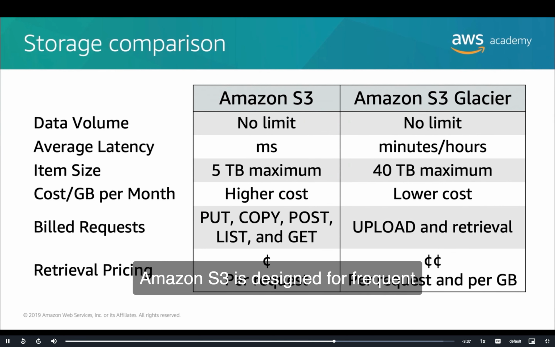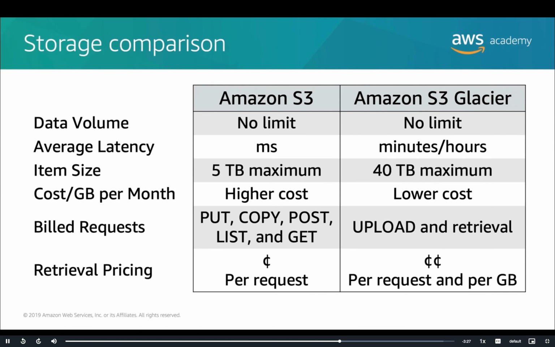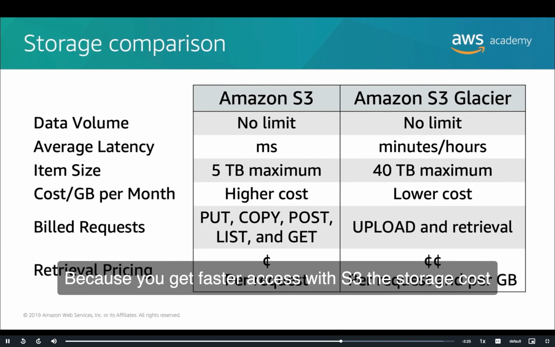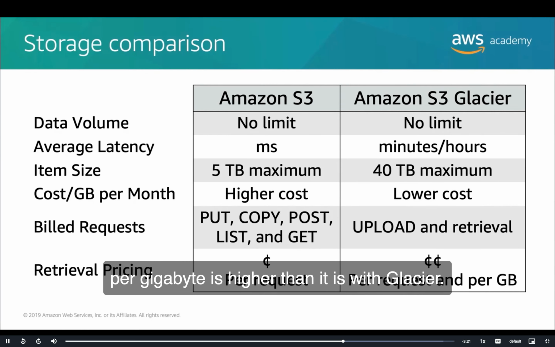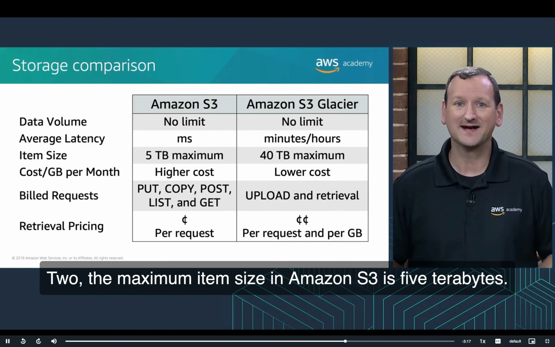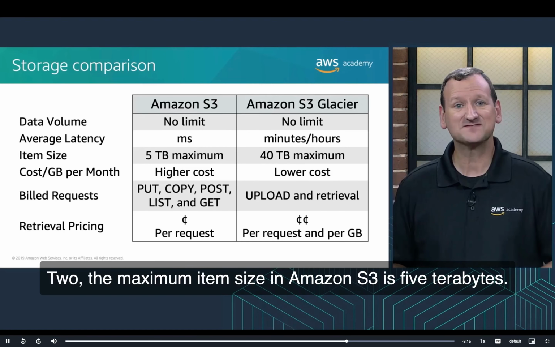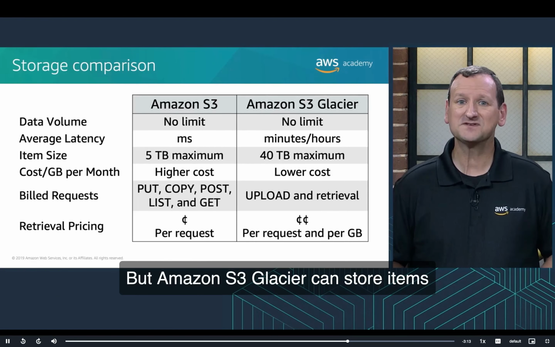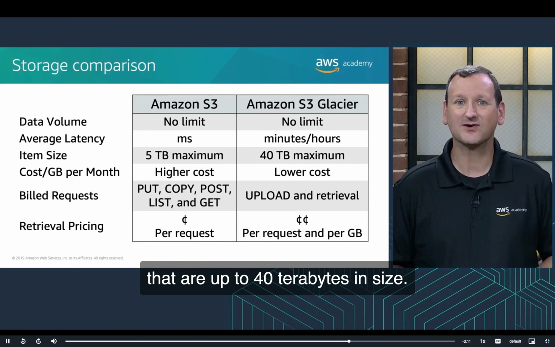Amazon S3 is designed for frequent, low-latency access to your data. But Amazon S3 Glacier is designed for low-cost, long-term storage of infrequently accessed data. Because you get faster access with S3, the storage cost per gigabyte is higher than it is with Glacier. Second, the maximum item size in Amazon S3 is 5 terabytes, but Amazon S3 Glacier can store items that are up to 40 terabytes in size.